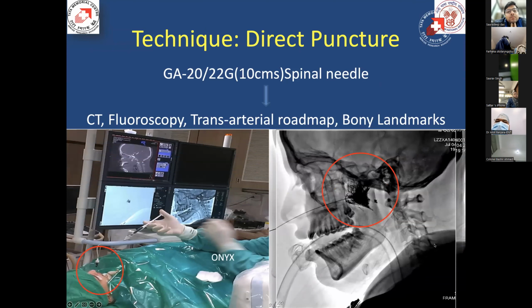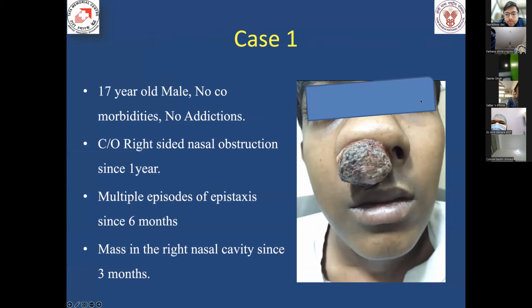And under vision, we just inject a liquid embolic agent. So we call it glue or Onyx. So this is the liquid embolic agent. It will just percolate along the arterioles and over a period of time fill it up and completely devascularize. So this is a percutaneous way of tumor devascularization, especially done when there is significant supply by the ICA territory.